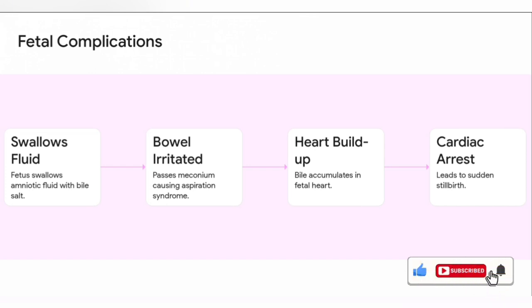Path A, the bile salts irritate the fetal bowel, causing the fetus to pass meconium prematurely into the amniotic fluid, which leads directly to meconium aspiration syndrome. Path B, even more devastatingly, the bile salts can accumulate in the fetal heart, disrupting electrical signals and leading directly to cardiac arrest and sudden stillbirth. This right here is exactly why we monitor these pregnancies with such extreme caution.